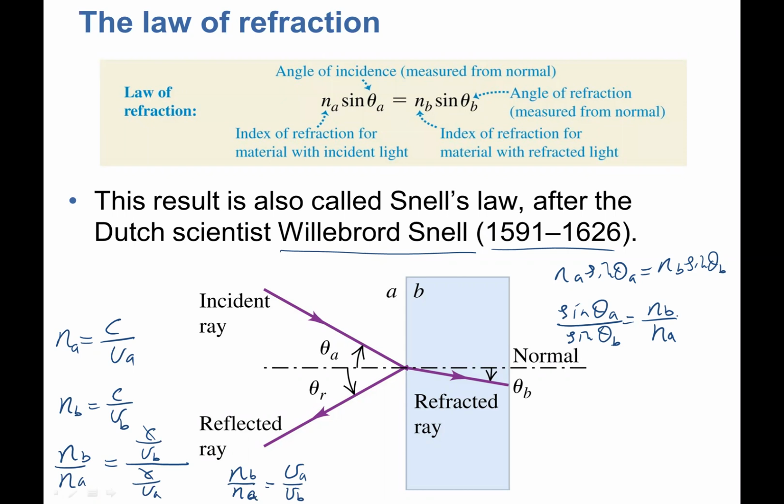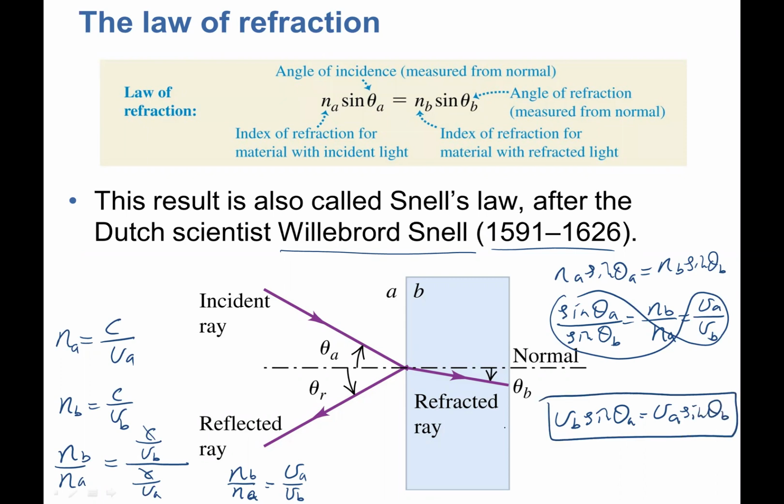That means I can rewrite it: sine of theta A over sine of theta B is equal to NB over NA, which also equals VA over VB. That means Snell's law can also be written in terms of velocities. If I rearrange, I get a modified Snell's law equation: VB times sine of theta A equals VA times sine of theta B. So they are equivalent, because whichever equation I use, I'm going to get exactly the same answers. One is in terms of index of refraction, the other in terms of velocities, so they still represent the same thing. And obviously this ratio can also be useful in some cases.